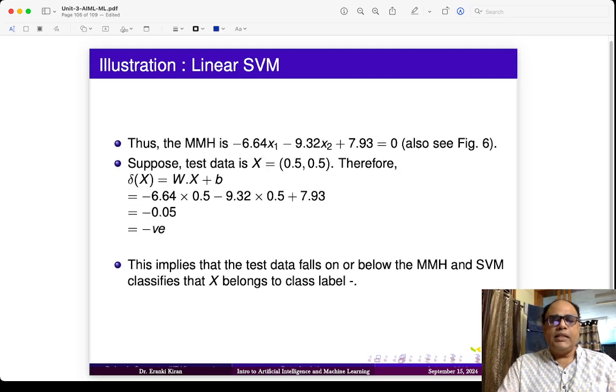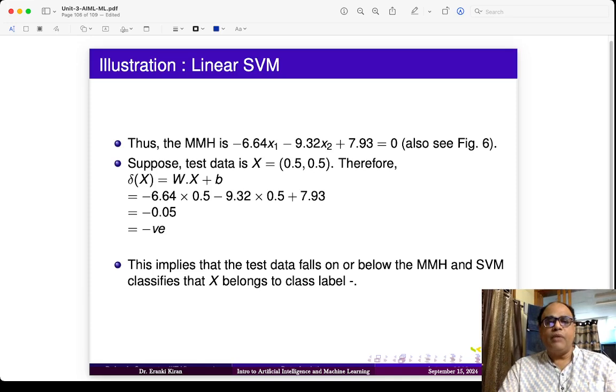Thus the maximum margin hyperplane can be defined as minus 6.64 x1 minus 9.32 x2 plus 7.93, and that is equal to 0.